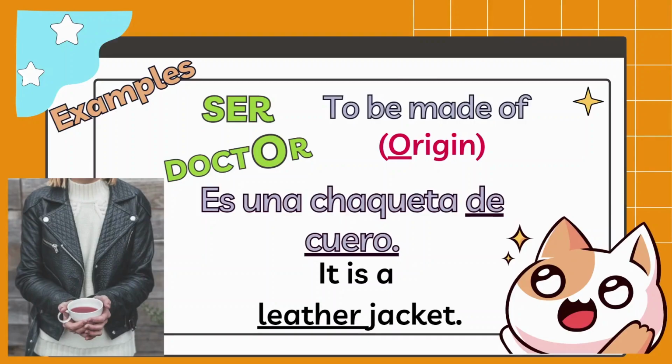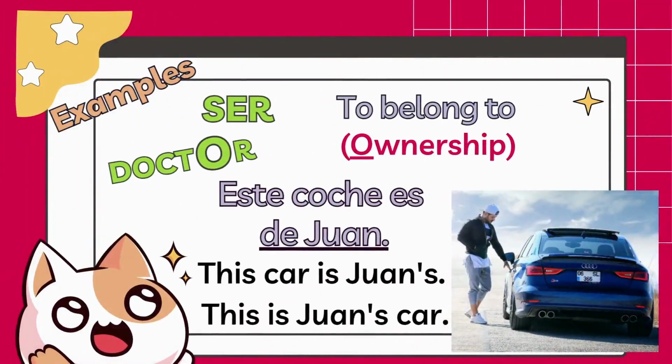The third use of ser is to talk about ownership, to belong to. There's another verb which can be used to talk about ownership. Ser can also be used to do that. So the second O in doctor can also mean ownership. For example, this car is Juan's, or this is Juan's car. Este coche es de Juan. Now please note that in Spanish there is no apostrophe. So the apostrophe in English is replaced by de, the preposition de. Juan's car, coche de Juan.